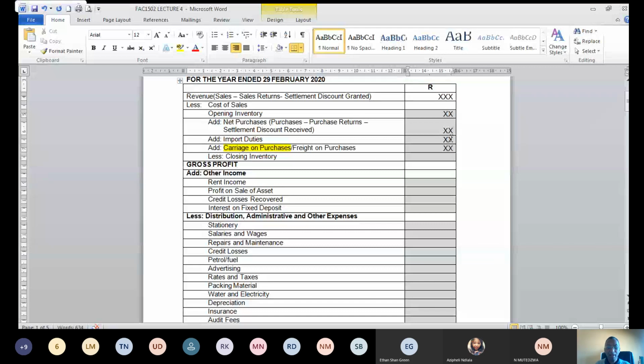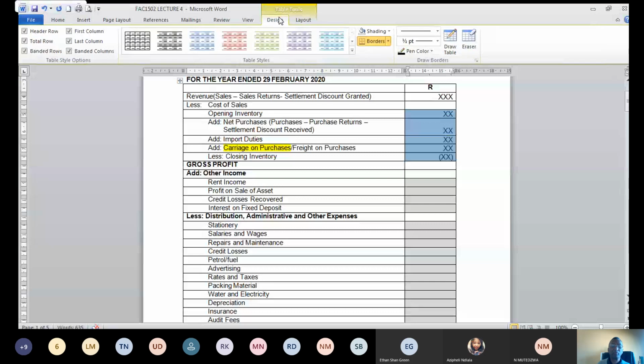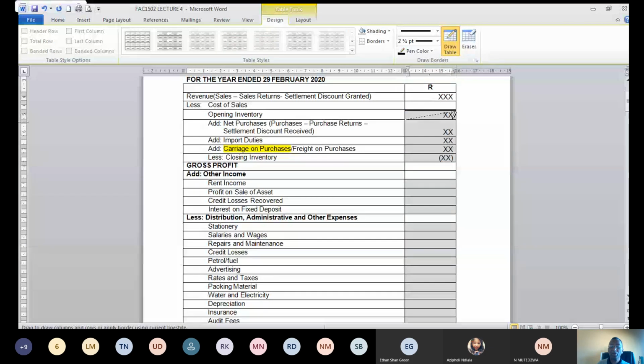And you subtract your closing inventory. Closing inventory must be subtracted. And that is your calculation for cost of sales. What you will do is put that in a block. Put that then in a block. And that will give you your calculation of cost of sales.